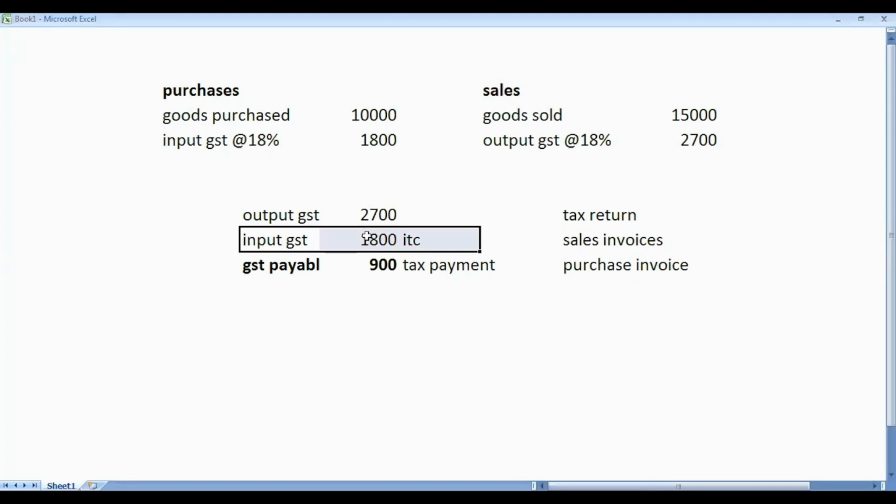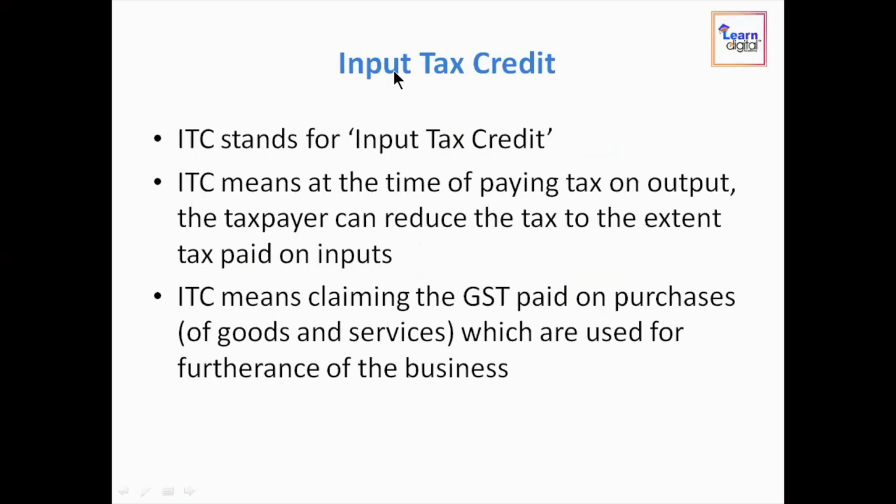We get ITC of the amount which we paid as GST while purchasing, and after deducting that ITC, the amount which remains needs to be paid to the government. So ITC, we will discuss this amount in this part. Input tax credit, ITC stands for input tax credit. The full form of ITC is input tax credit.